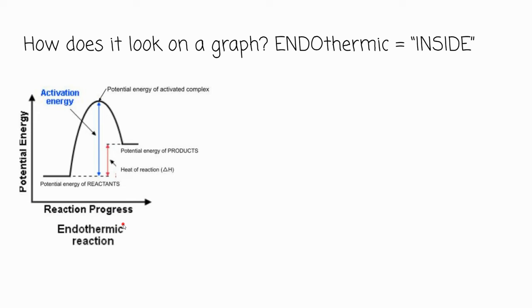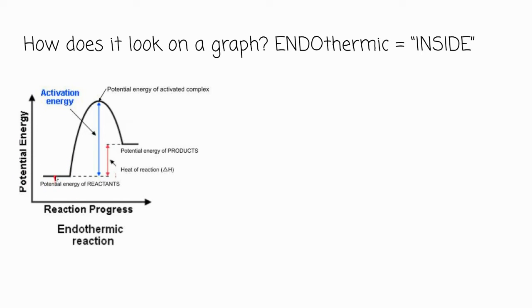One thing you are going to have to be able to do on the test is label the graph. The good news is the graph stays labeled the same no matter whether you're looking at an endothermic reaction or an exothermic reaction. Remember RAP: reactions, arrow, products. We always start with the reactants and then we end up with the products. So this first part here is always the reactants, and this is potential energy.